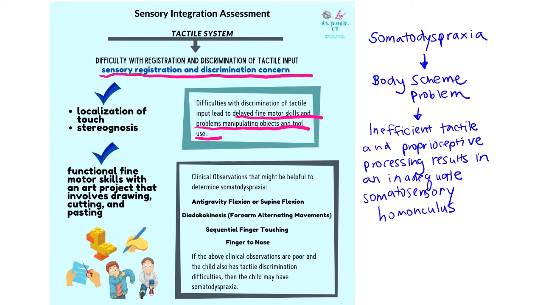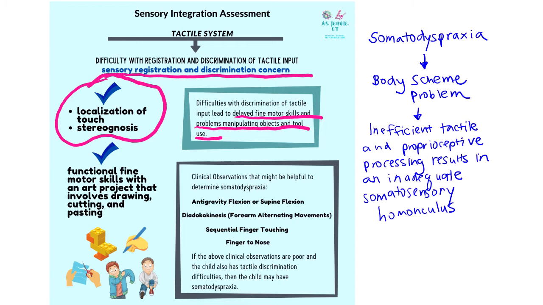So how do I go about assessing this if I'm not using some sort of standardized assessment? What I'm going to take a look at is their localization of touch and their stereognosis first. So are they able to know where they've been touched, and is it accurate?